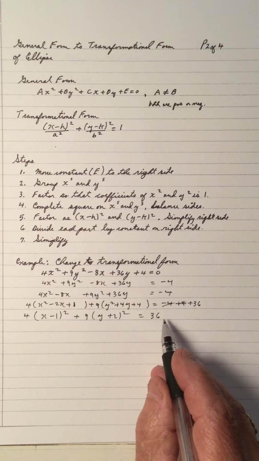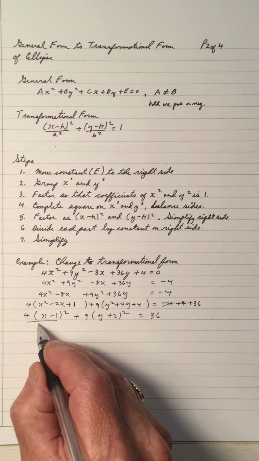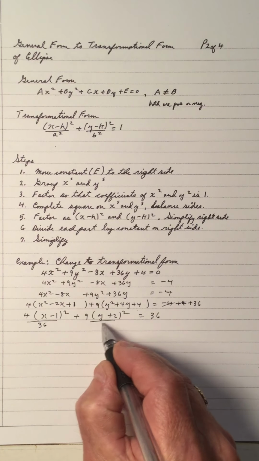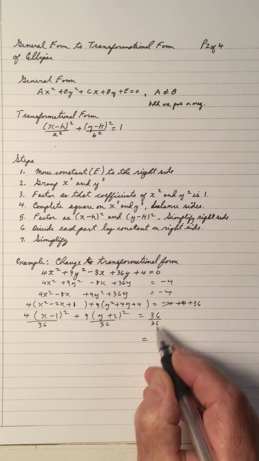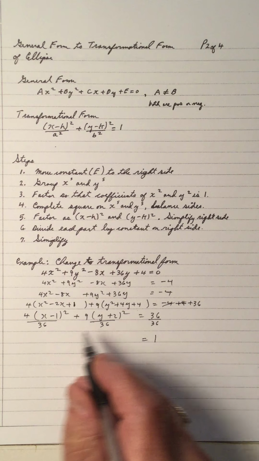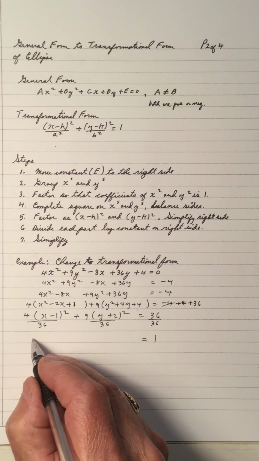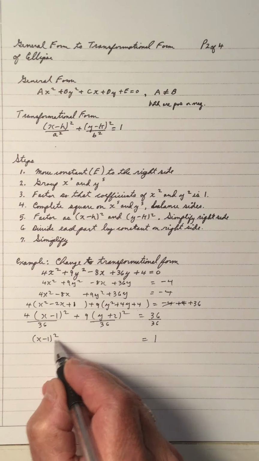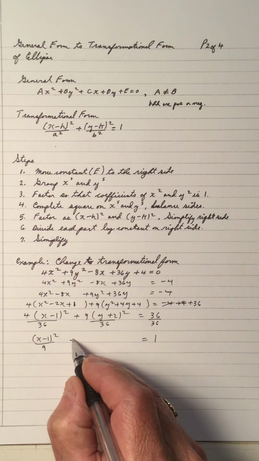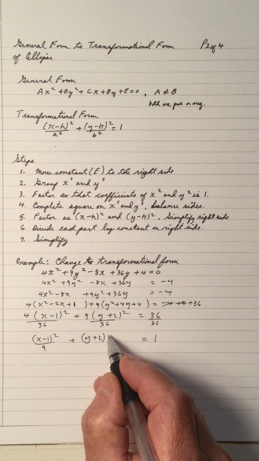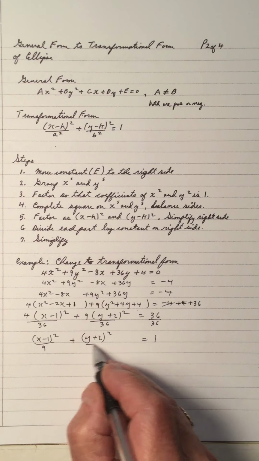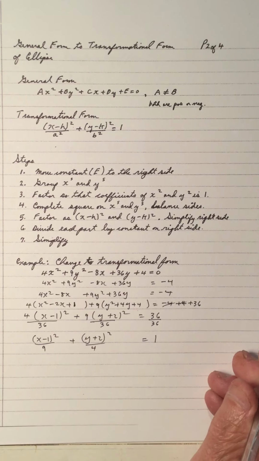Now, we divide all parts by 36. The reason is we want this right side to be a 1. So 4 into 36 goes 9, so we get x minus 1 squared over 9. 9 into 36 goes 4, so we get y plus 2 squared over 4. So there's the transformational form.